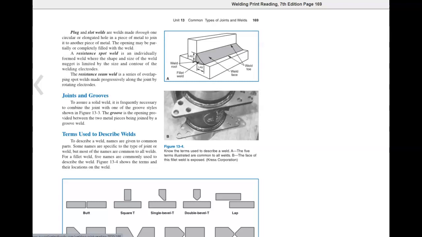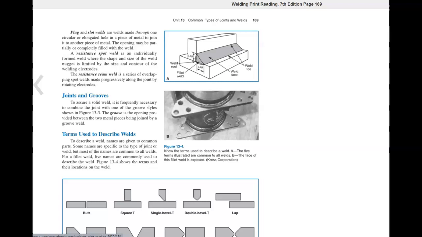A resistance spot weld is an individually formed weld where the shape and size of the weld nugget is limited by the size and contour of the welding electrodes. The resistance seam weld is a series of overlapping spot welds made progressively along the joint by rotating electrodes.